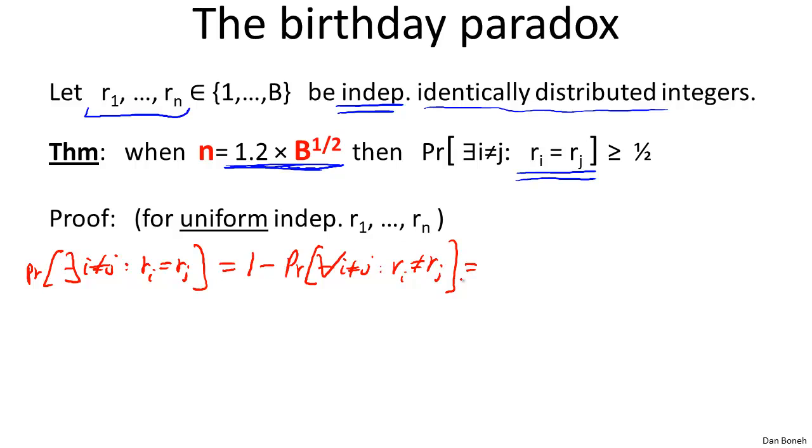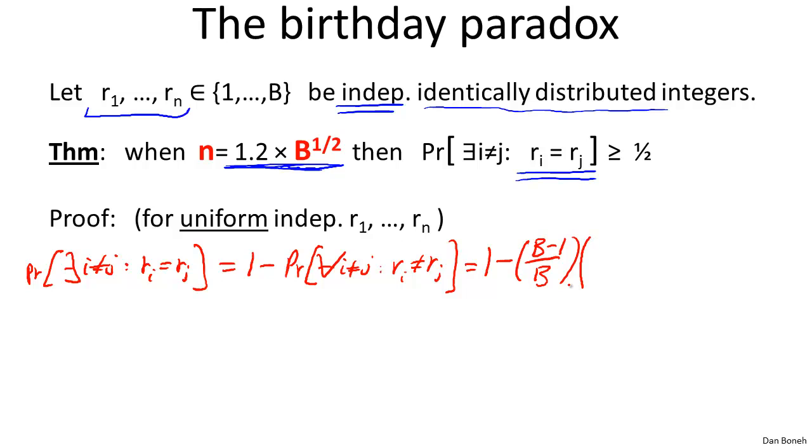Well, let's try to write this out more precisely. We're going to write this as 1 minus. Now when we choose R1, it's the first one we choose, so it's not going to collide with anything. But now let's look at what happens when we choose R2. What is the probability that R2 does not collide with R1? Well, R1 takes 1 slot, so there are b minus 1 slots that if R2 falls into, it's not going to collide with R1. So the probability that R2 does not collide with R1 is b minus 1 slots divided by all b possible slots.